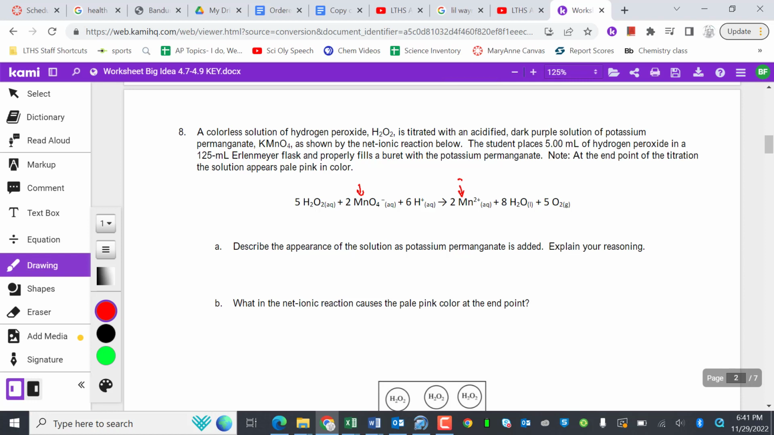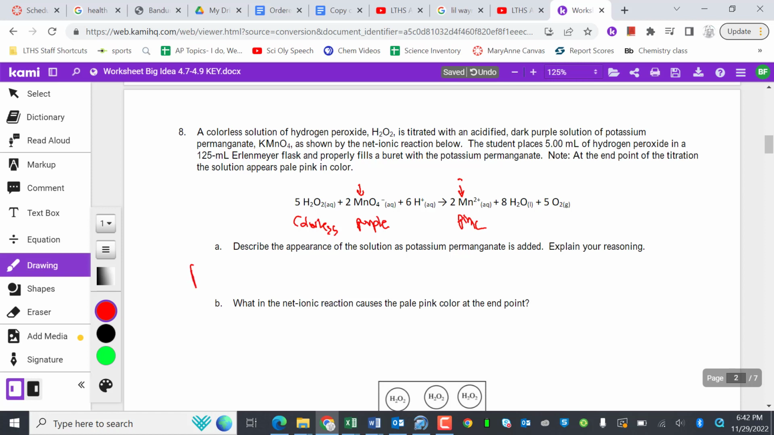A colorless solution of hydrogen peroxide is titrated with... So this is colorless. This is purple. It's called dark purple. It's intense purple. And then this guy right here is pink. Okay. Describe the appearance of the solution as potassium permanganate is added.